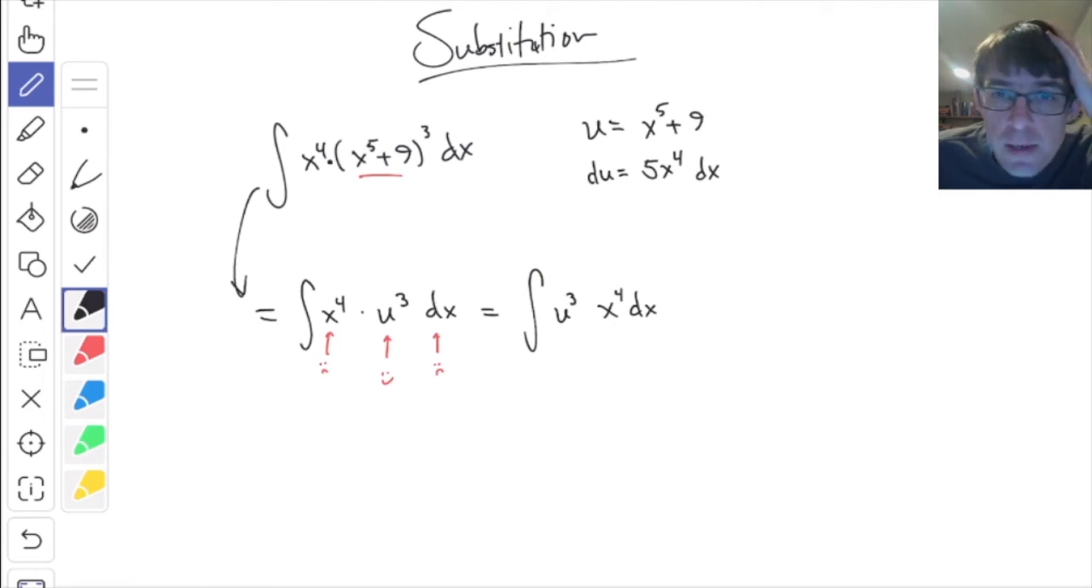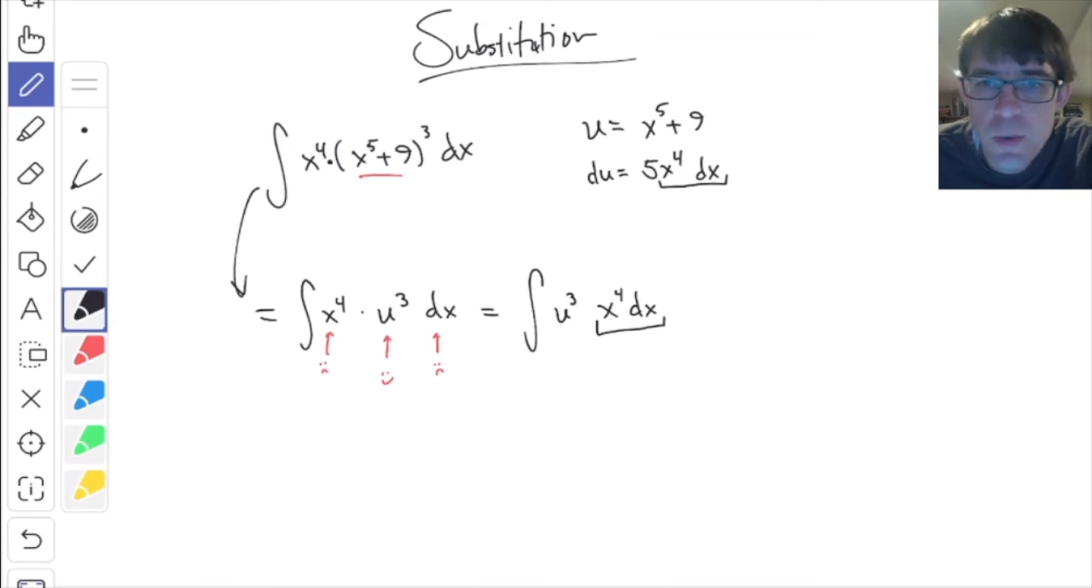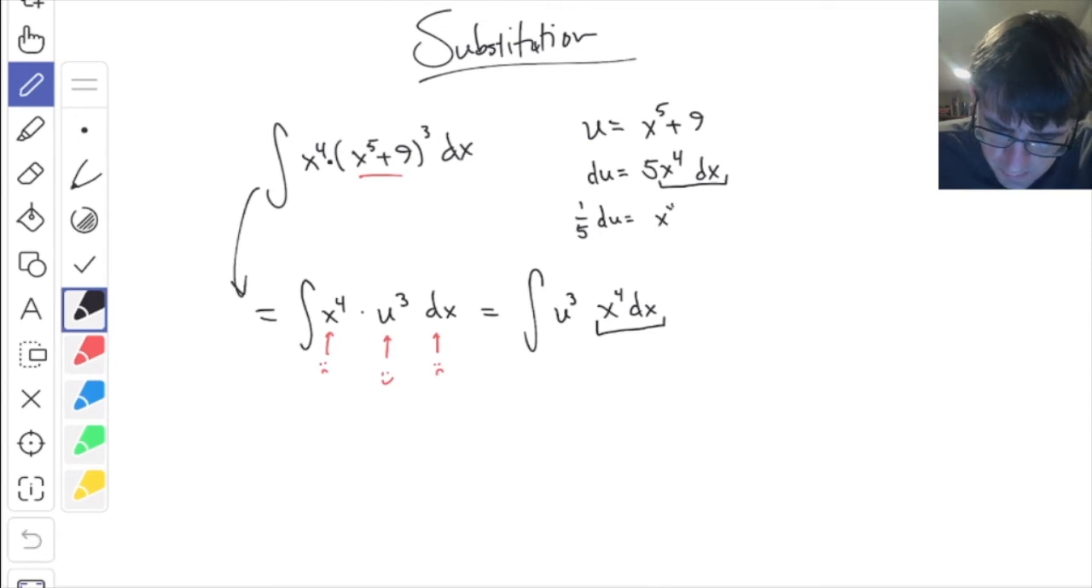The u cubed, I like the way that turned out already. The rest of it is x to the 4 and dx. So I'm going to write it all together. It turns out this will help you to identify what to do. What should I do with x to the 4 times dx? Well, I see x to the 4 times dx up here is part of the du. It's not actually equal to the du, it's a piece of it, but I can make it equal by dividing that 5. So I'm going to divide 5 over here. 1/5 du equals x to the 4 dx.